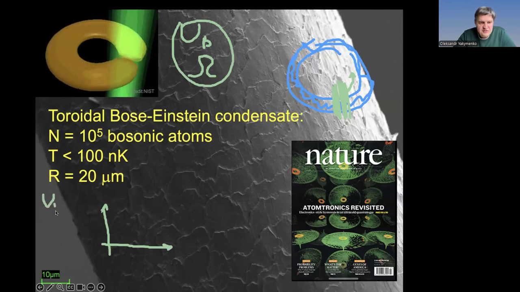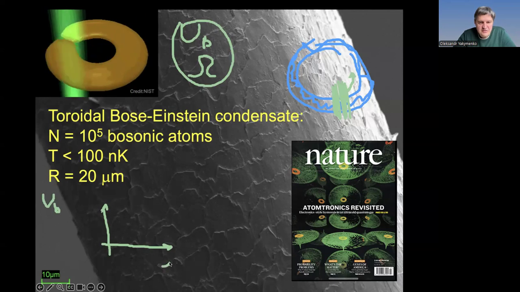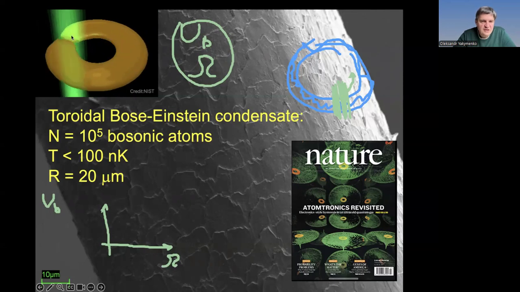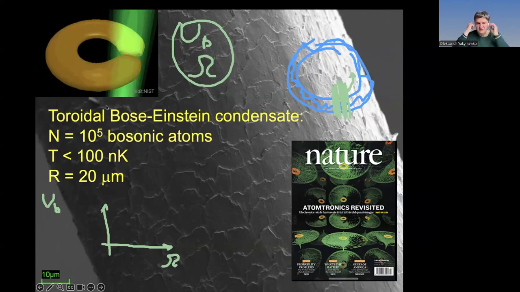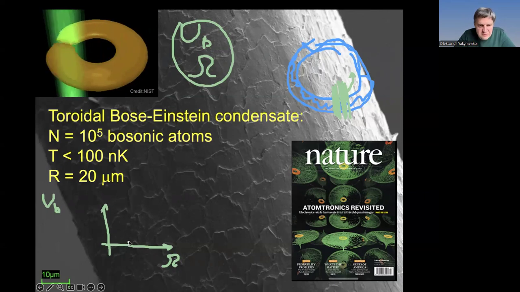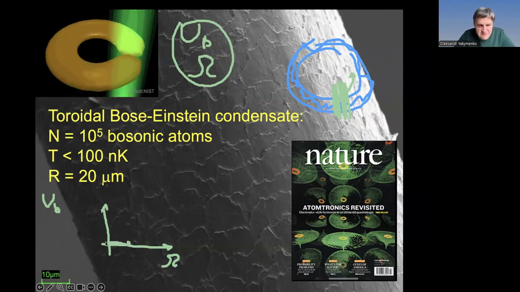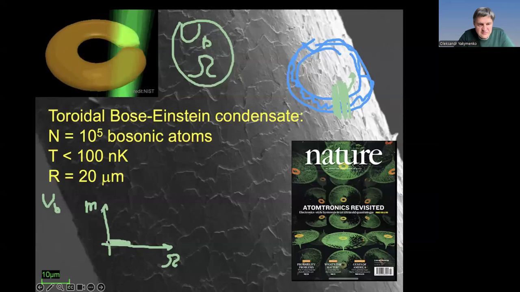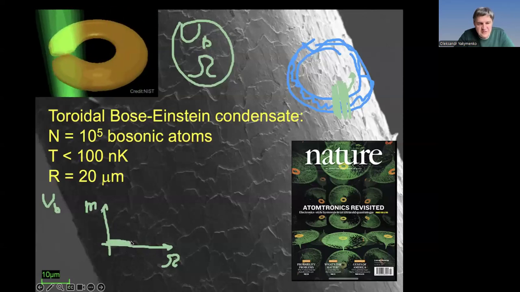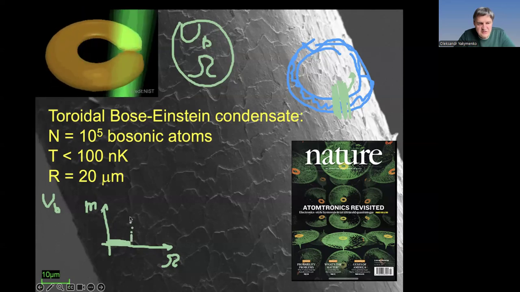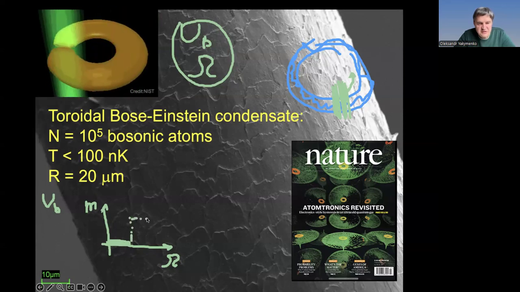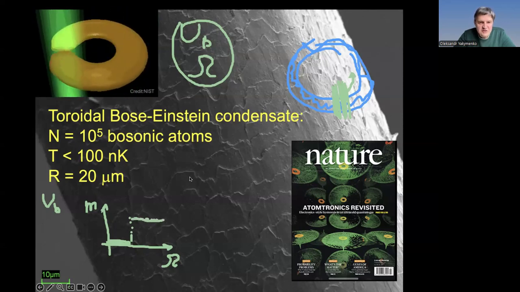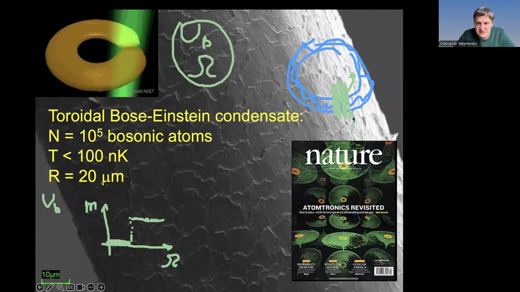If you fix the barrier amplitude and change the angular velocity, and then measure the angular momentum state, what does it mean? If the angular velocity is below some critical value, the final state is zero, so the topological charge is zero. But if you go above the critical angular velocity, then it jumps. It jumps because the vortex comes through this weak link.